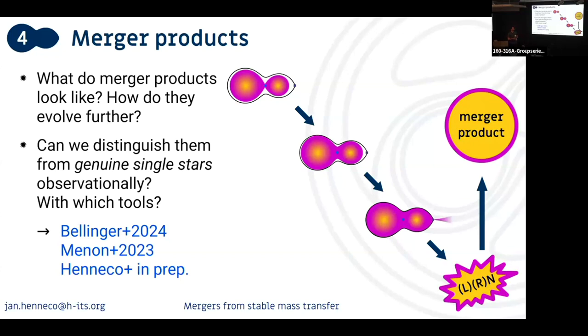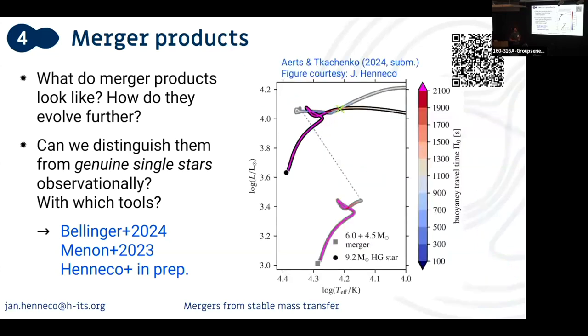There has been a paper from Earl Bellinger where he already did some comparisons, and there is a paper that I'm hoping to submit very soon, where we're going to do more detailed comparisons between merger products and genuine single stars. And one of the big smoking guns is something that Earl also found: if you compare this buoyancy travel time for such models, which is basically a measure of how close your frequencies or your periods are spaced, then you can see that there is already quite a big difference there.